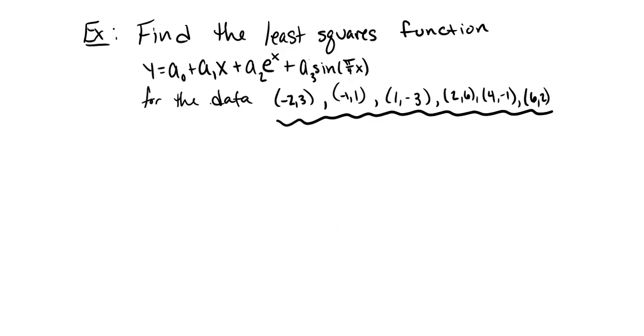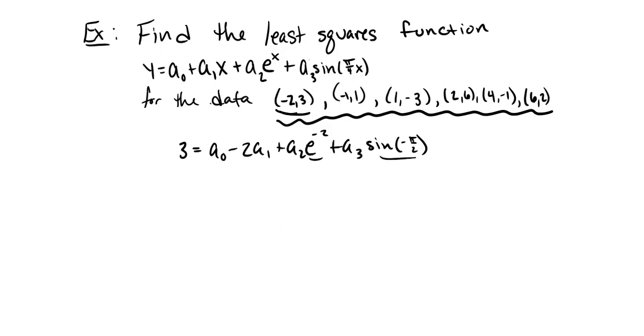I would plug these in one at a time. Plug in y equals 3 and x is negative 2. There you go. You've got one equation. You might have e to the negative 2 and sine of pi halves here, but those are still just numbers. You still have something that's linear in the unknowns a naught, a1, a2, a3.